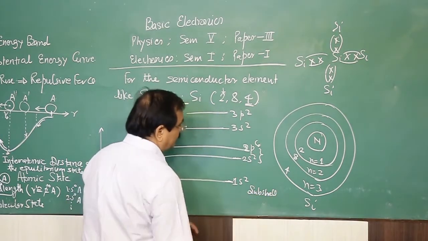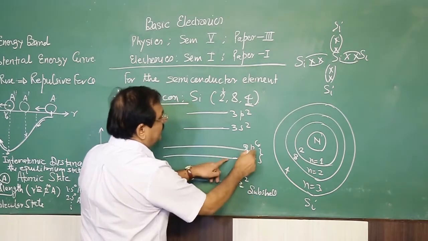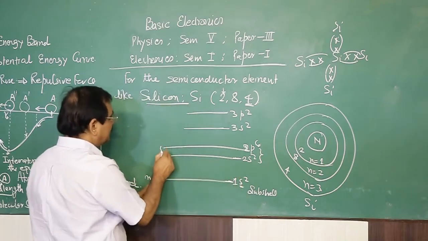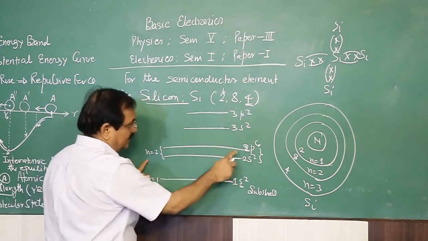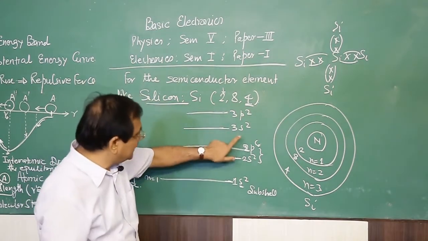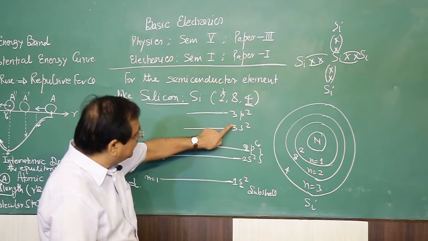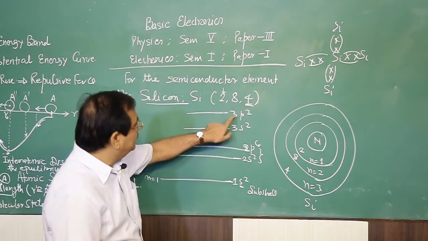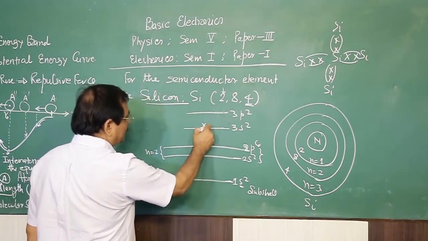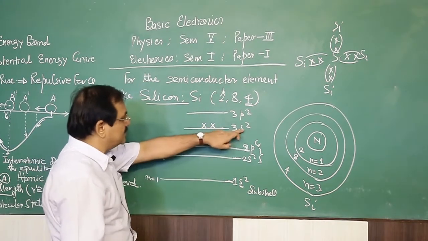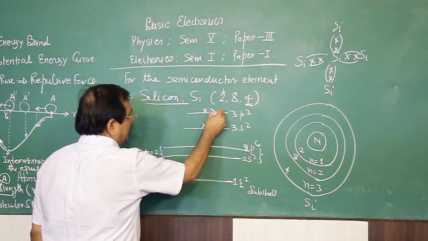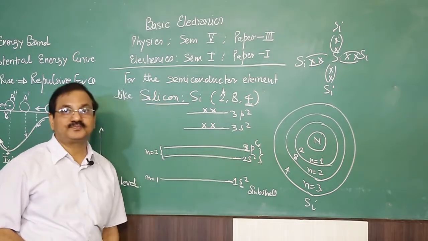This is the s subshell in the case of n equal to 1. For n equal to 2 there are 2 subshells, and for n equal to 3, again there are 2 subshells, and this one is represented as 3s2 and 3p2. So, what we have? There are 2 electrons in 3s2, and there are 2 electrons in 3p2.